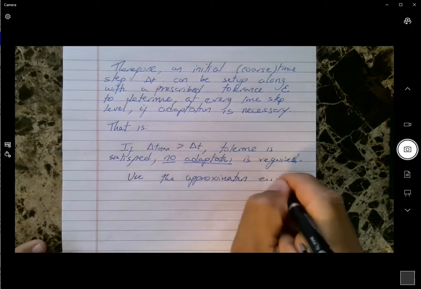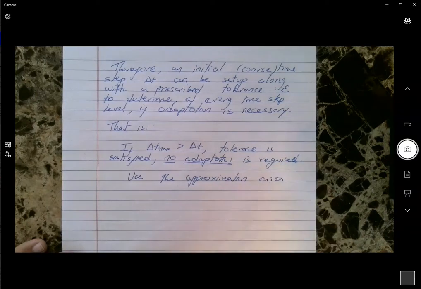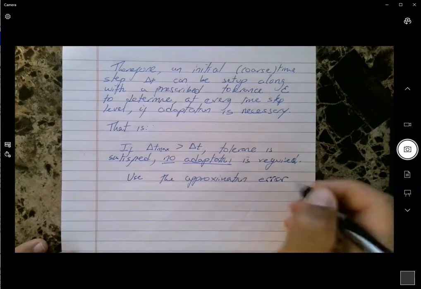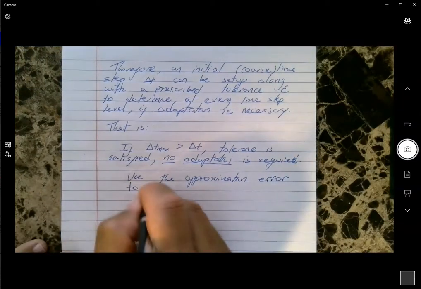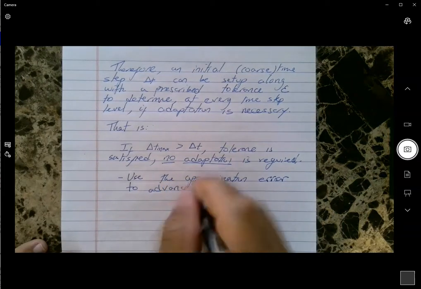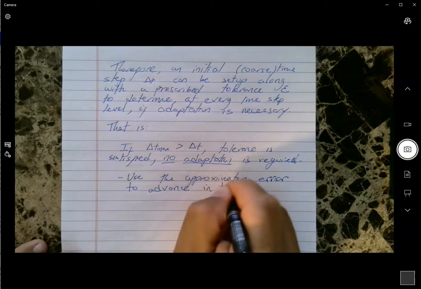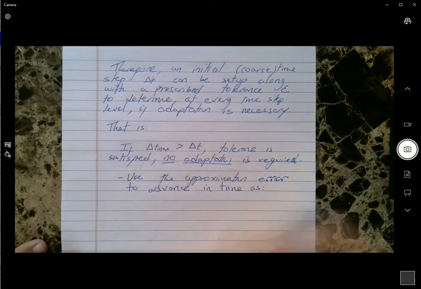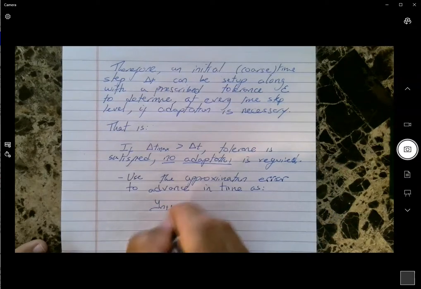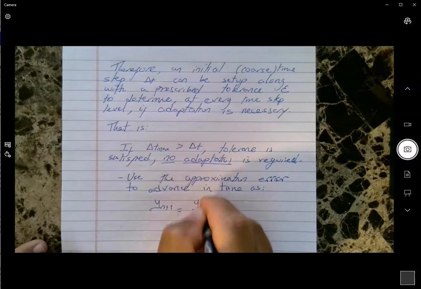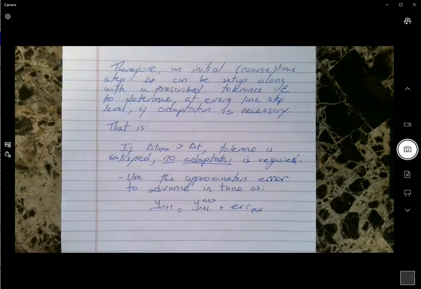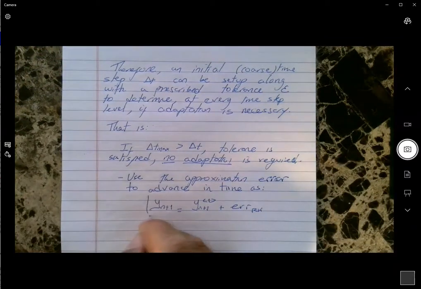error to advance in time as, so the next value, yn plus 1, is equal to yn plus 1, so the first approximation, plus the Runge-Kutta error. This will provide me with the best possible solution for the next time value.